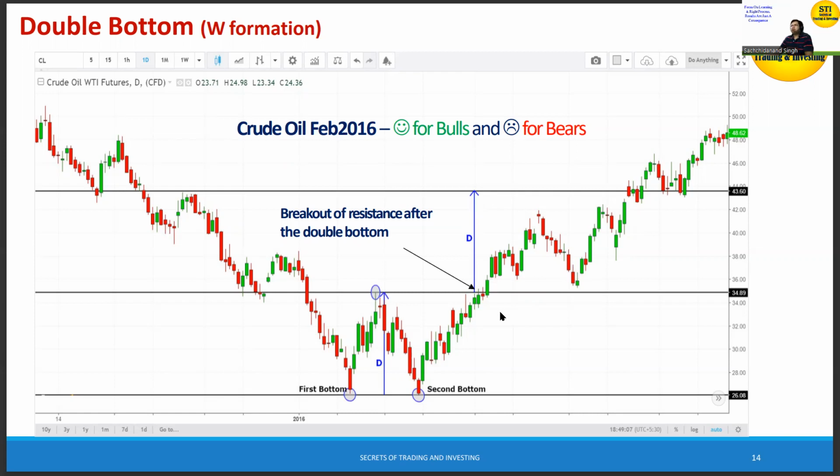Okay, so this is the example of double bottom or W formation. Is there any question? No, no, that's okay, fine. Great.